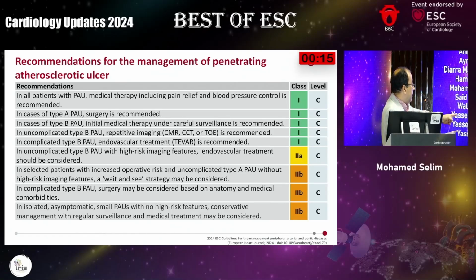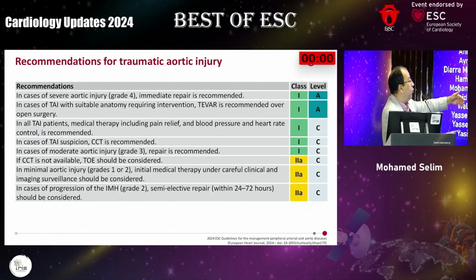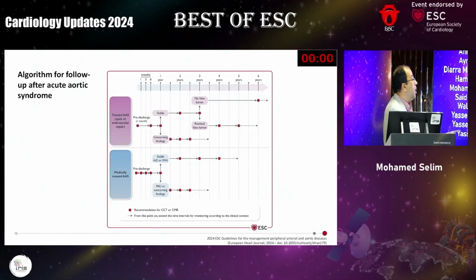But on top of that, the last one: in an isolated asymptomatic small penetrating atherosclerotic ulcer with no high-risk features, conservative management with regular surveillance and medical treatment may be considered. Also, for traumatic aortic injury, we have to classify the grade: 1 intimal tear, intramural hematoma, pseudoaneurysm, rupture. For grade 3 and 4, it is recommended for surgical repair, and in cases of minimal aortic injury, like grade 1 or 2, initial medical therapy under careful clinical and imaging surveillance should be considered.